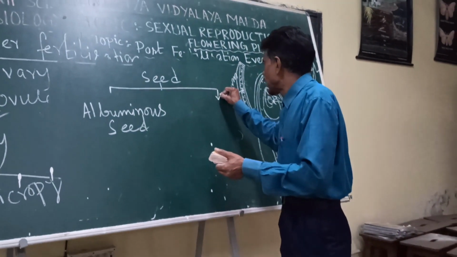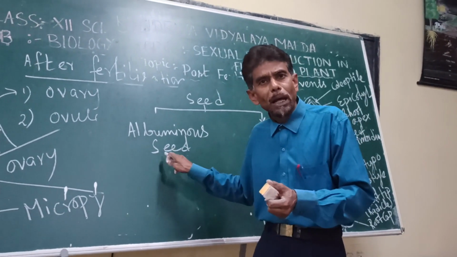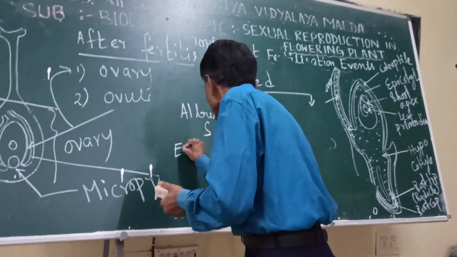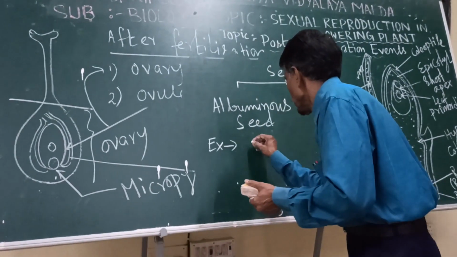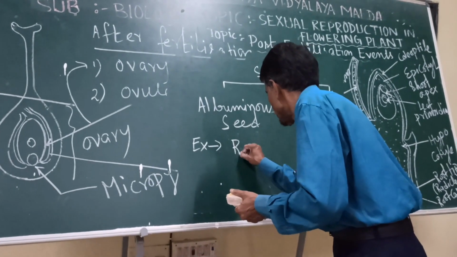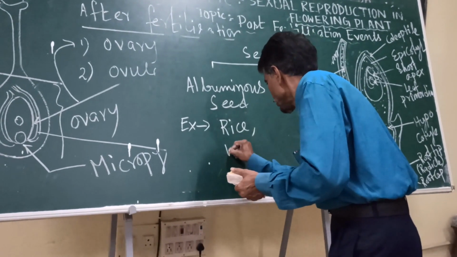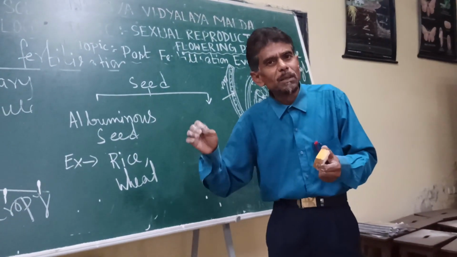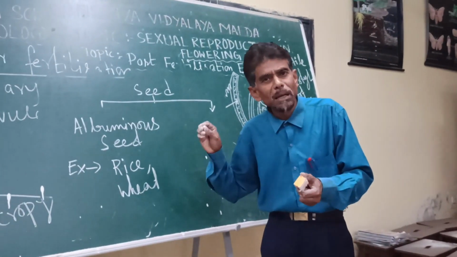Whereas in other cases, can you give an example of albuminous seed? For example, paddy or rice, wheat, where the seed contains sufficient amount of endosperm in it.